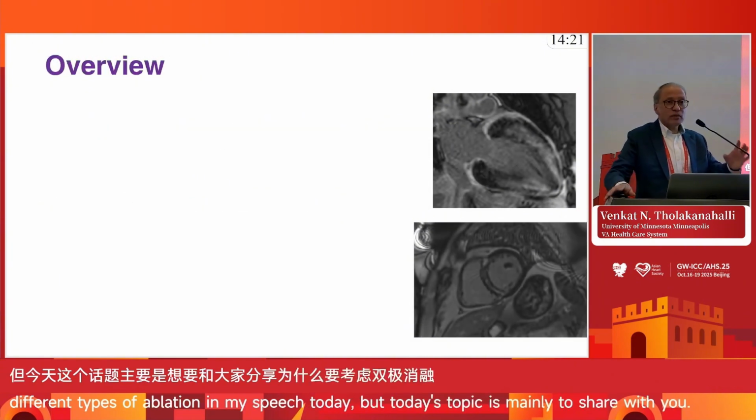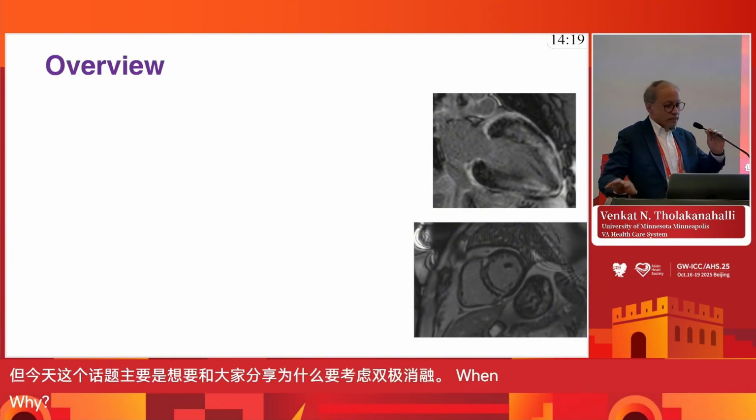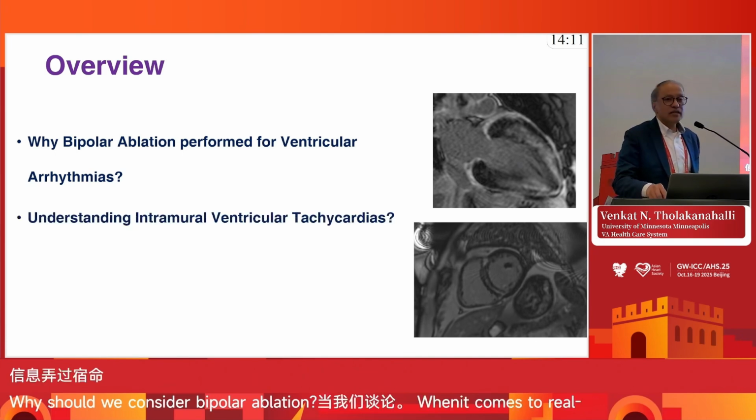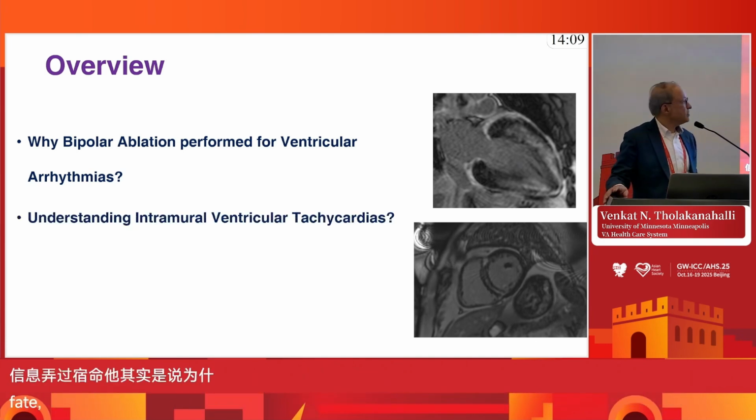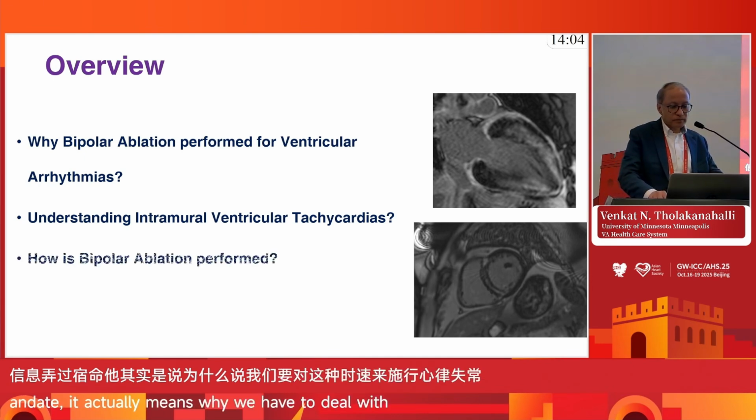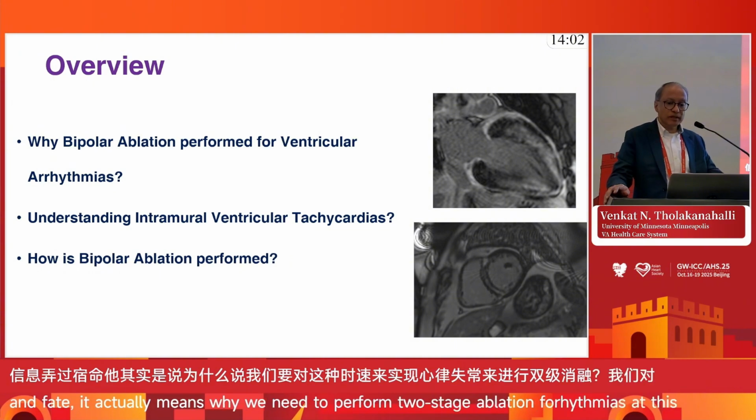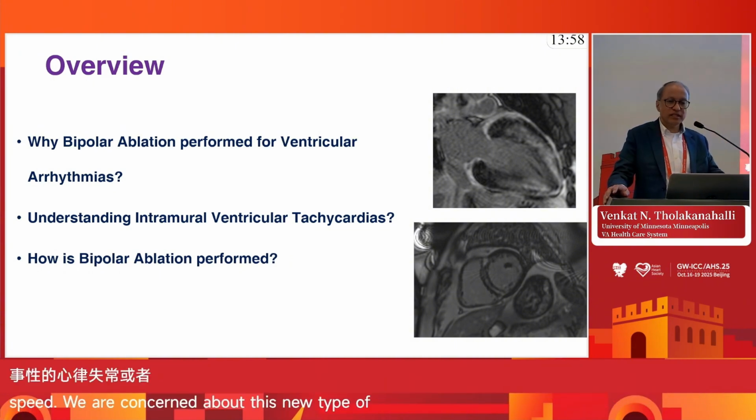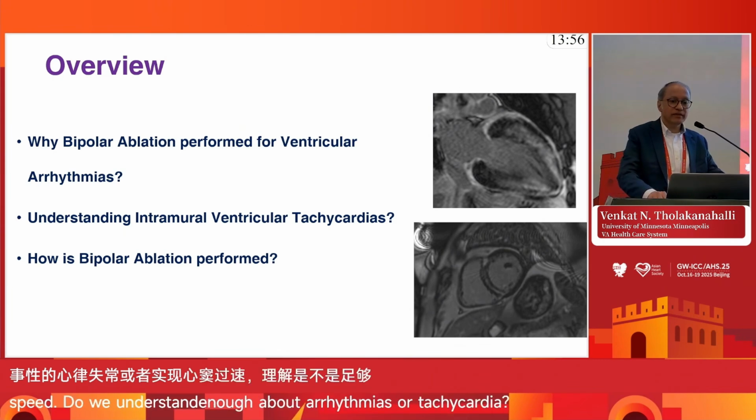So when we talk about intramural ventricular tachycardia, why do we need to perform bipolar ablation of ventricular arrhythmia? That is the question that comes up. In order to know that, we need to understand the substrate of the intramural ventricular tachycardias and how it is being performed. This depends obviously on the reachability of the substrate. That's the main issue we are dealing with.